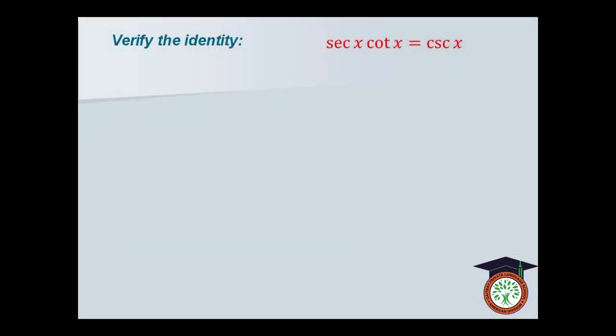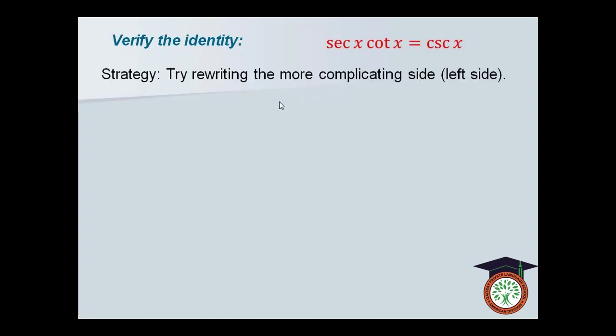Let's see the first example. Verify the identity, or prove the following identity: sec x times cotan x equals cosec x. We want to prove that the left side equals the right side. So let's see our strategy to solve this type of question. We must check which part is more complicated, and I will start with the more complicated side to reach the simplest one. Of course here the left side is the complicated side, so I will start with the left side.